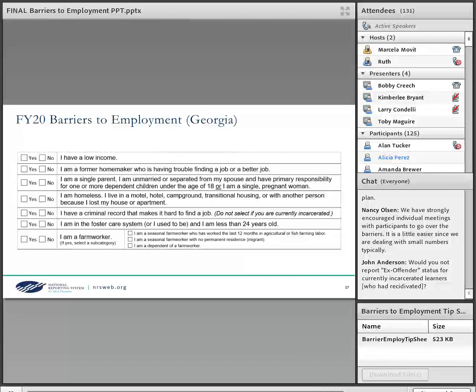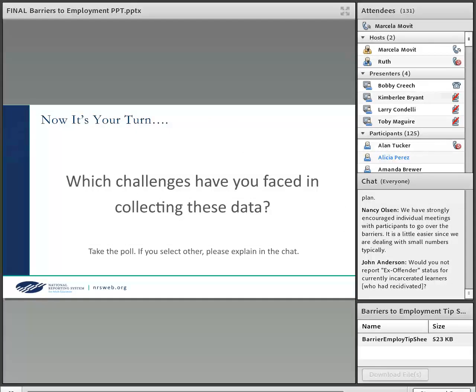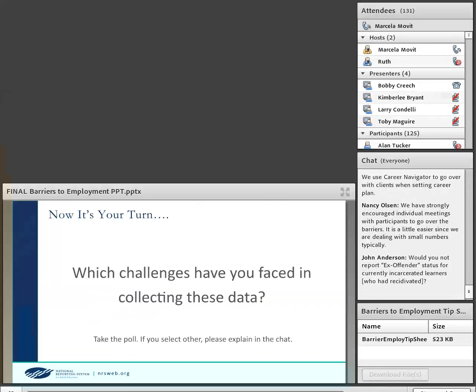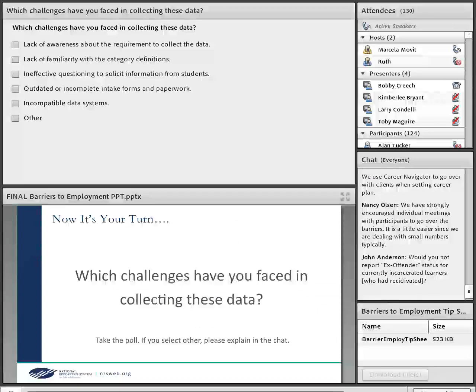And back to you. Okay, great. All right, well, wonderful. So now we're interested in hearing from all of you, now that we've heard from our participants, about what challenges you have faced in collecting these data. And these are the 5 that we had identified, the ones that Ruth had talked about. But I know that there may be others. And so if you do select other, if you could share with us in the chat pod what those other are.